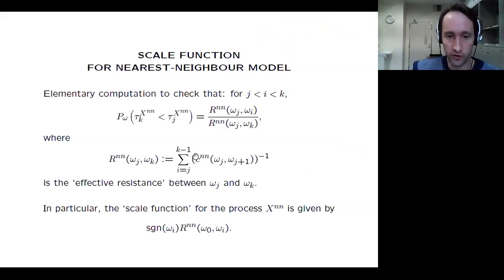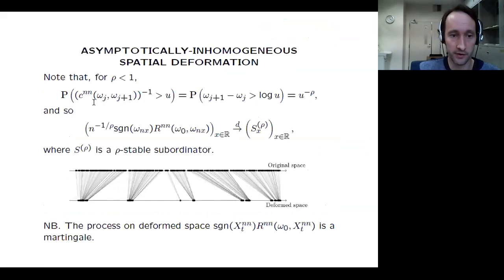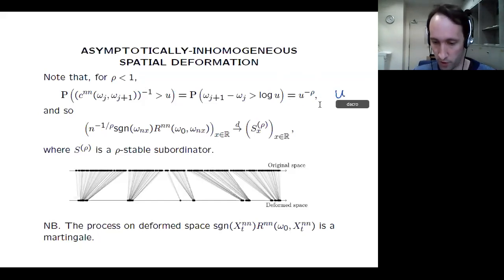And of course, in the nearest neighbor case, this is just an IID sum of random variables. Each of these conductances is minus the distance between these points, and these are just exponential random variables, so we can compute the tails of these. They were exponential random variables with intensity rho, and it turns out that these nearest neighbor resistances are heavy-tailed random variables, at least in the rho less than 1 case here, with this kind of polynomial tail, for u bigger than 1, of course.